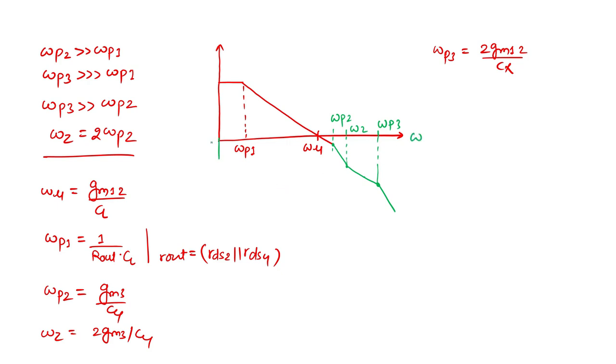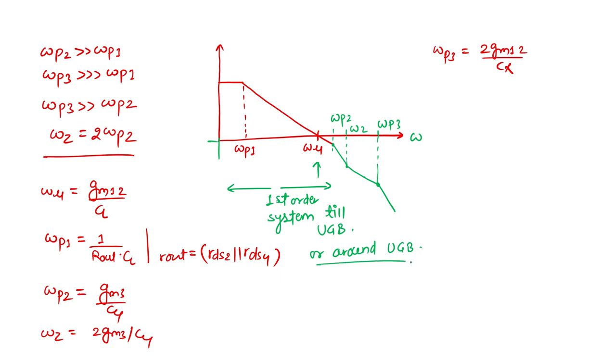Our concern is not till this point, our concern is till this point only. So in this particular window, if I am having a first order system till UGB or around UGB, then stability is good. Good stability. That thing we can see here. And this is my DC gain, on the dB scale.